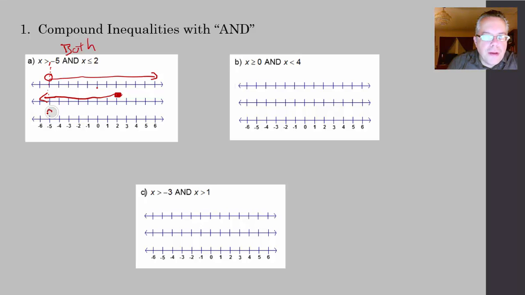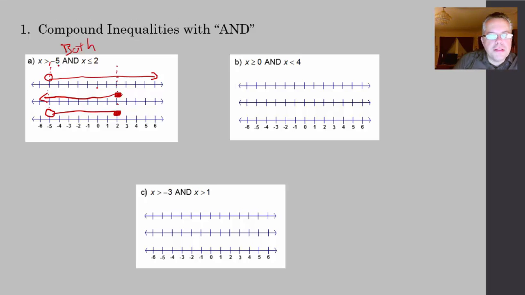So I'm going to put a hollow dot there because -5 is not on both graphs. But everything to the right of it is, all the way up to 2. Okay, so this is where I have both graphs. So a hollow dot at -5 and a solid dot at 2 and a line in between. So remember, "and" is what's on both.